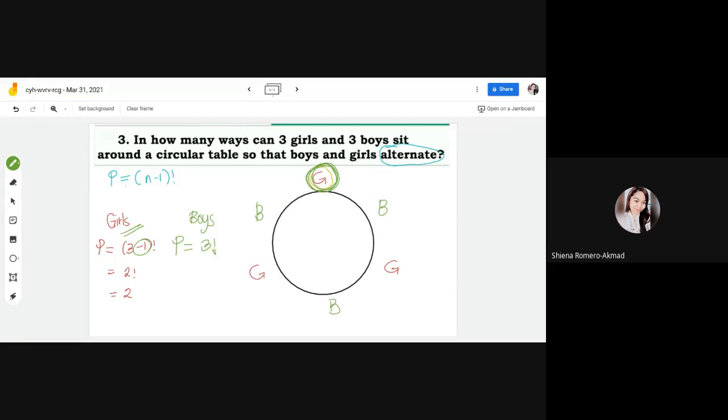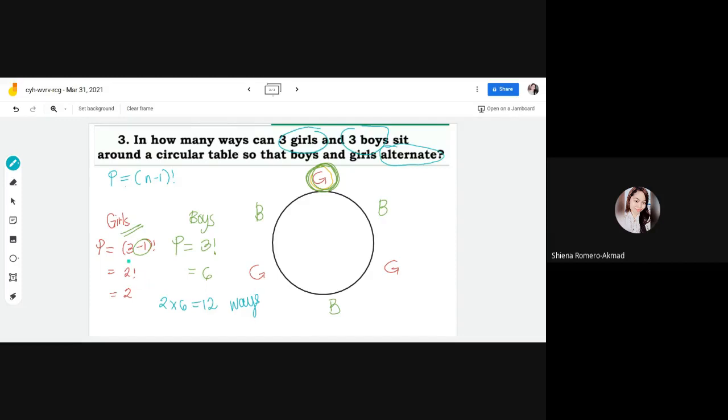Okay? So, all I have to do is to substitute 3 to n. That's n factorial. So, 3 factorial is equal to 6. Meron akong dalawang arrangement dito sa babae, 6 sa lalaki, and all I have to do for me to get the answer is to multiply them. So that's 2 times 6, which is equal to 12.